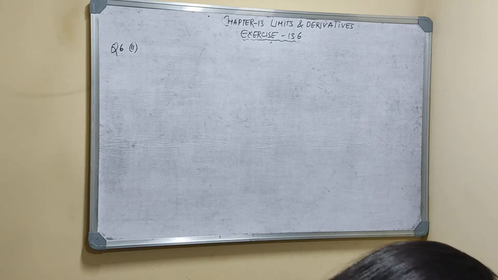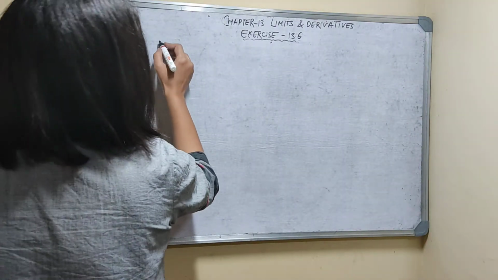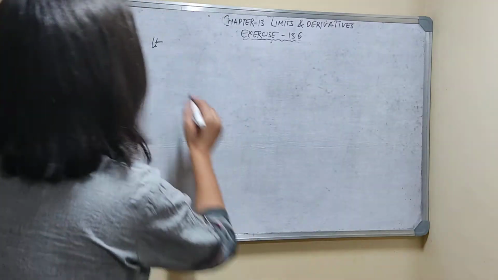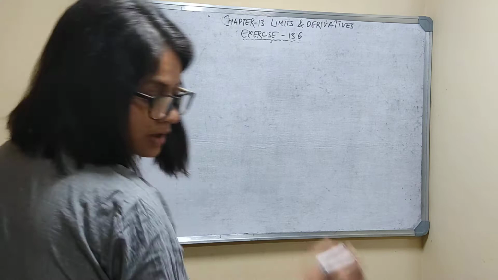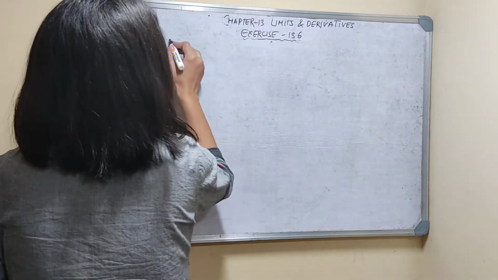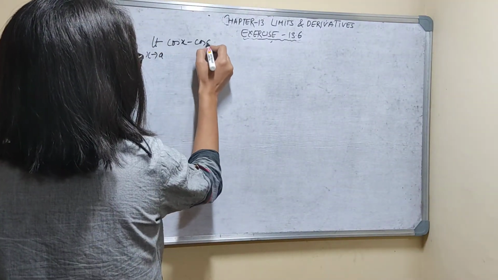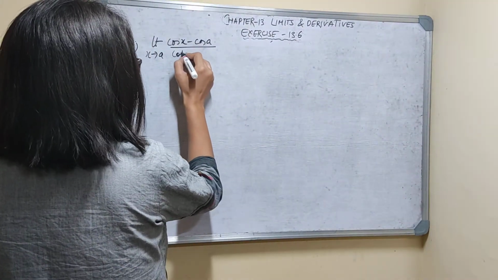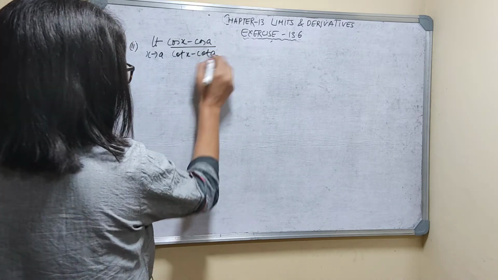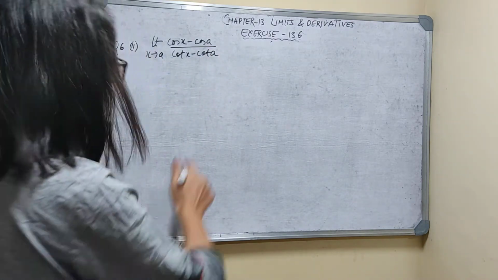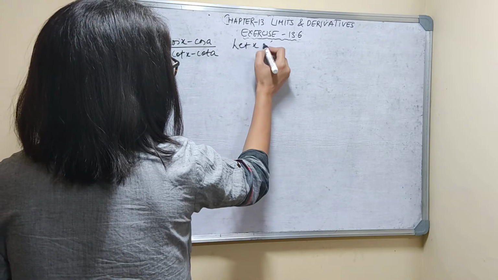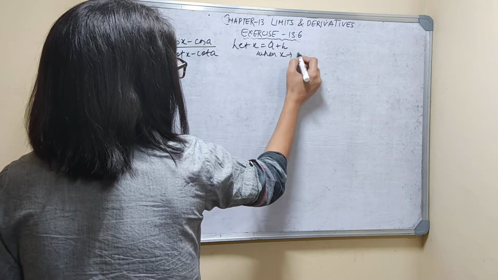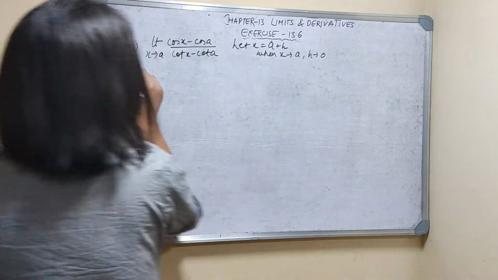Fine. Now, second part: limit x tends to a, cos x minus cos a upon cot x minus cot a. This is our question. So I have to start from let x is equal to a plus h. When x tends to a, h tends to 0. So I will change the limit.